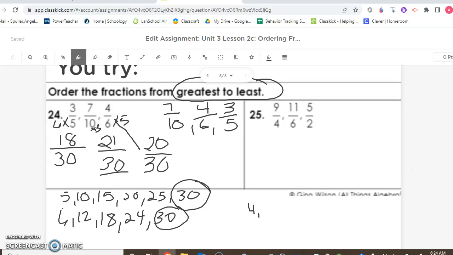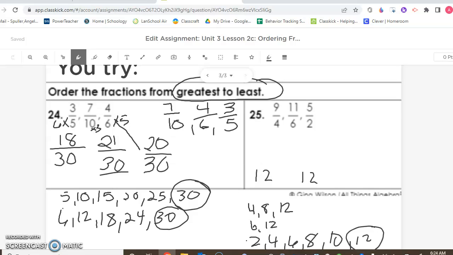Okay, let's look at number 4. So I got 4, 8, 12. 6, 12. Well, that works for both of them. 2, 4, 6, 8, 10. Yep, 12 works for all of them. So let's change them into 12 and get them all ready. So 4 times 3, this is 27, because 3 times 9. 6 times 2, 2 times 11 is 22. And 2 times 6, so 5 times 6 is 30.